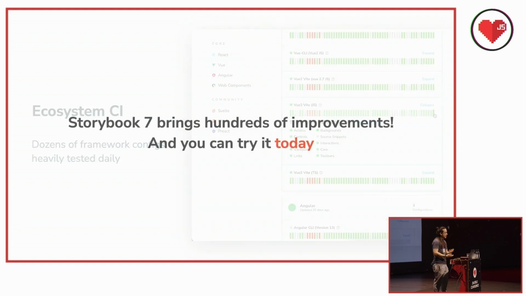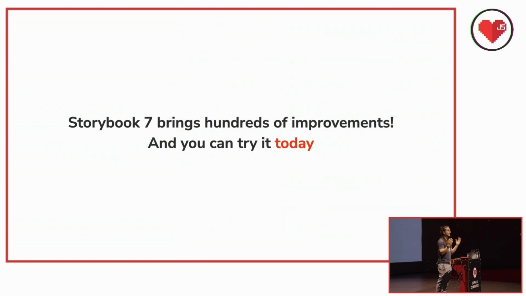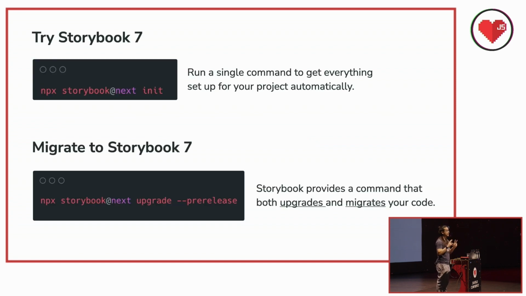So Storybook can bring you hundreds of improvements, and you can try that today. We are nearing release candidates, and we provide you two options. Either if you don't have Storybook in your project, you can run this single command, which will set up Storybook for you, or you can migrate your Storybook by running storybook upgrade --prerelease. And the upgrade experience is going to include auto migrations that help you do all that boring work, but in an automated fashion.